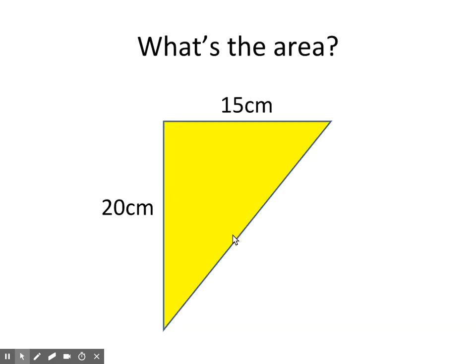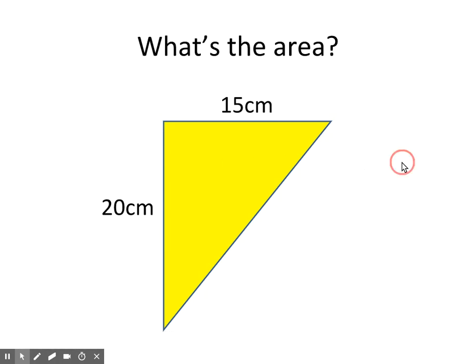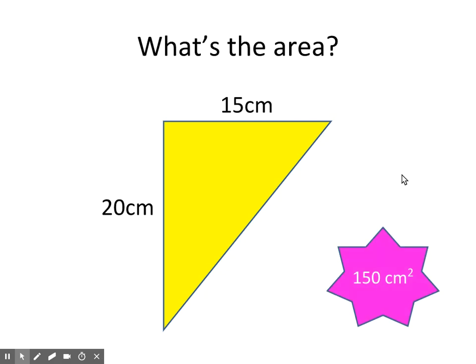A larger area, so 15 times 20, would be the area if this were a complete square or rectangle. So that would give me a total area of 300 square centimeters, but because this is only a triangle, not the full rectangle, I'm going to cut it in half, and that means that my area for this one is 150 square centimeters.